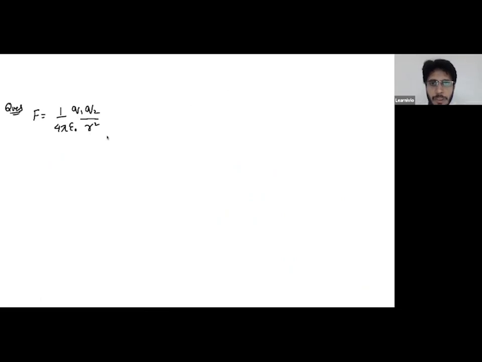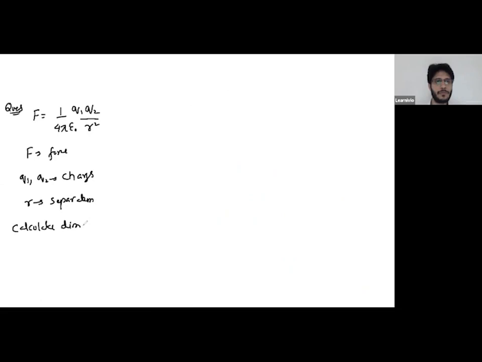Abdullah, yes, dimension of energy is M1 L square T minus 2, right? So this is force, 1 over 4 pi epsilon naught Q1 Q2 by R square, where F is force, Q1 Q2 are charges, R is separation. Calculate dimensional formula for epsilon naught.